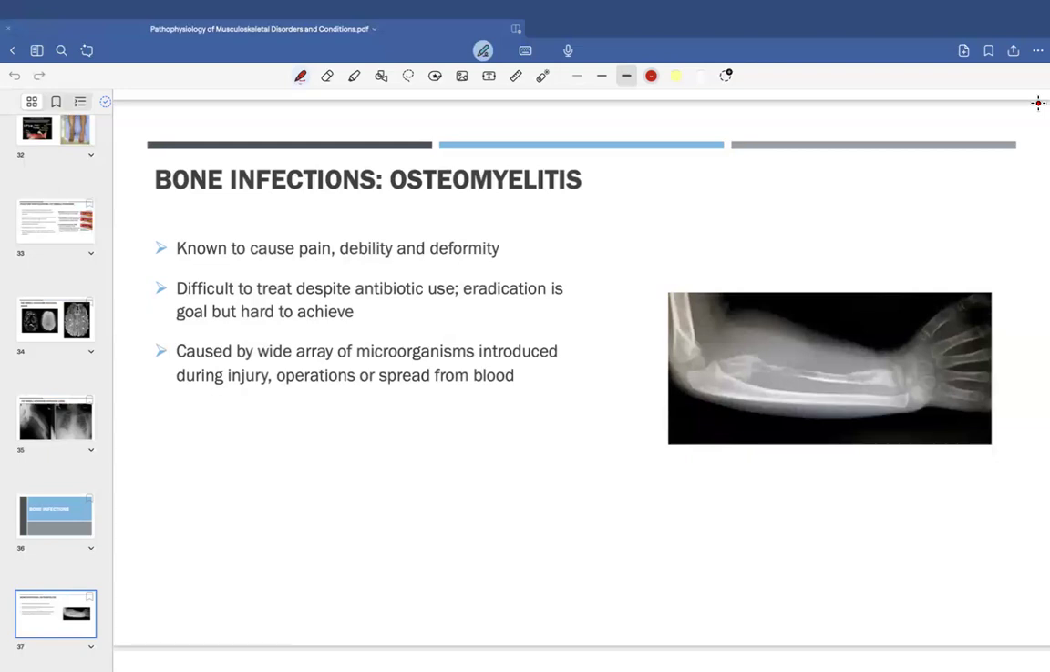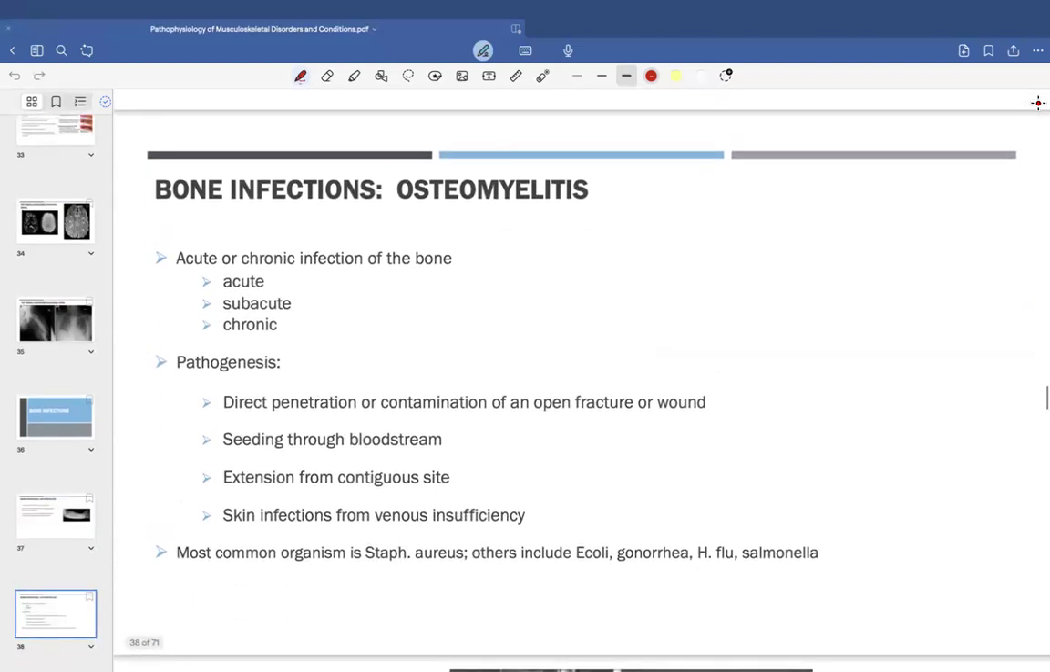So much more difficult. There are multiple sources of microorganisms that cause osteomyelitis. Realize that this can be acute, subacute, or chronic.